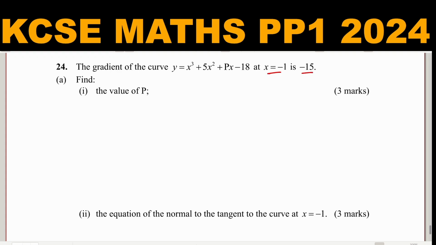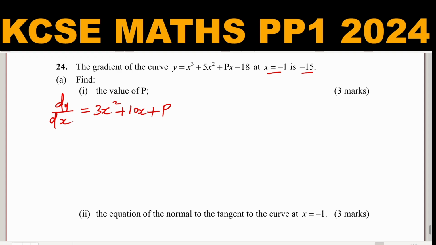So the first thing you're going to do is to get the gradient function of this curve. You get it by differentiating y with respect to x. That is the gradient function. So differentiate each term. X cubed gives 3x squared. Differentiate 5x squared with respect to x, you get plus 10x. Then differentiate px with respect to x, that will give positive p. -18 is a constant.